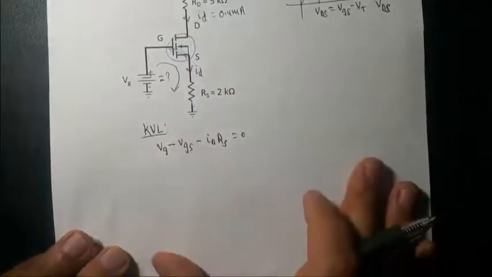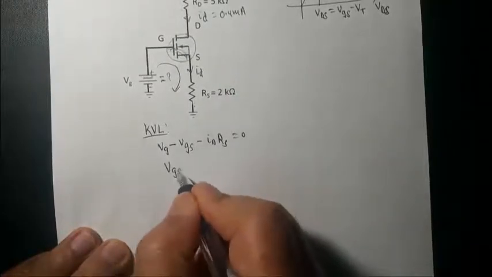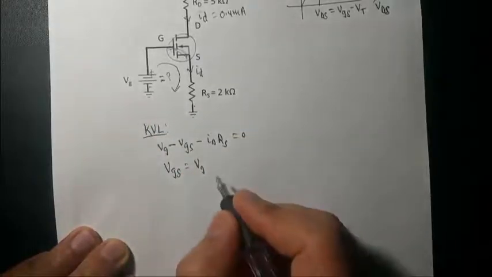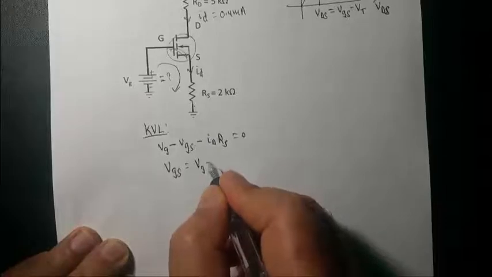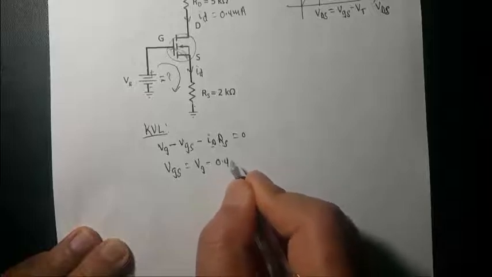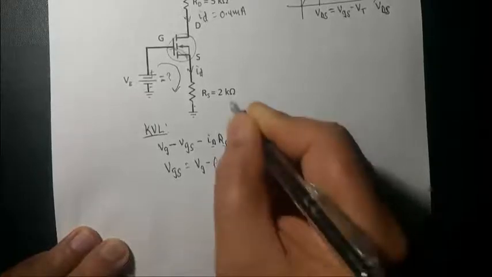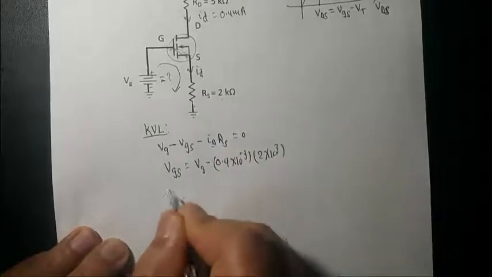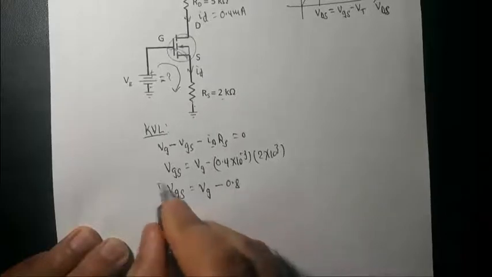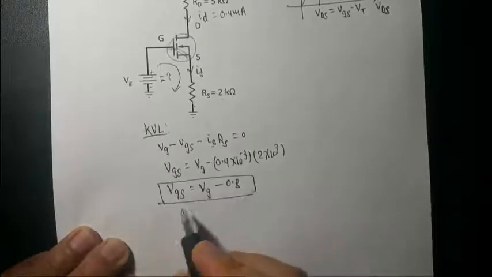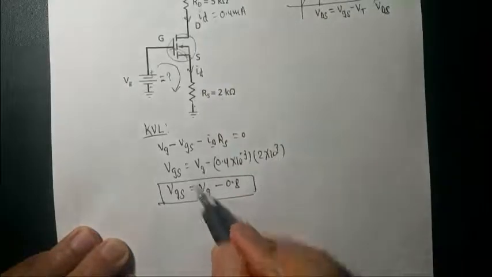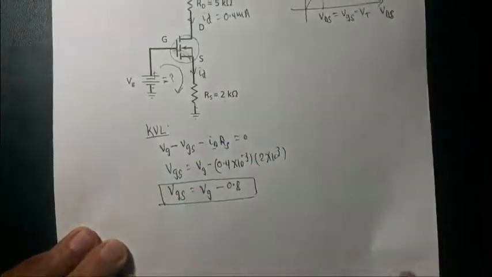So from here you can figure out VGS in terms of VG, which we don't know, which is this battery voltage based on the question. So VGS is VG minus ID RS. ID is given, the drain current here is 0.4 milliamp, and RS is 2 kilo ohms. So let's keep it like this, we're going to need that later. So VGS, the voltage drop from gate to source, is VG minus 0.8 volts, which we're going to need.